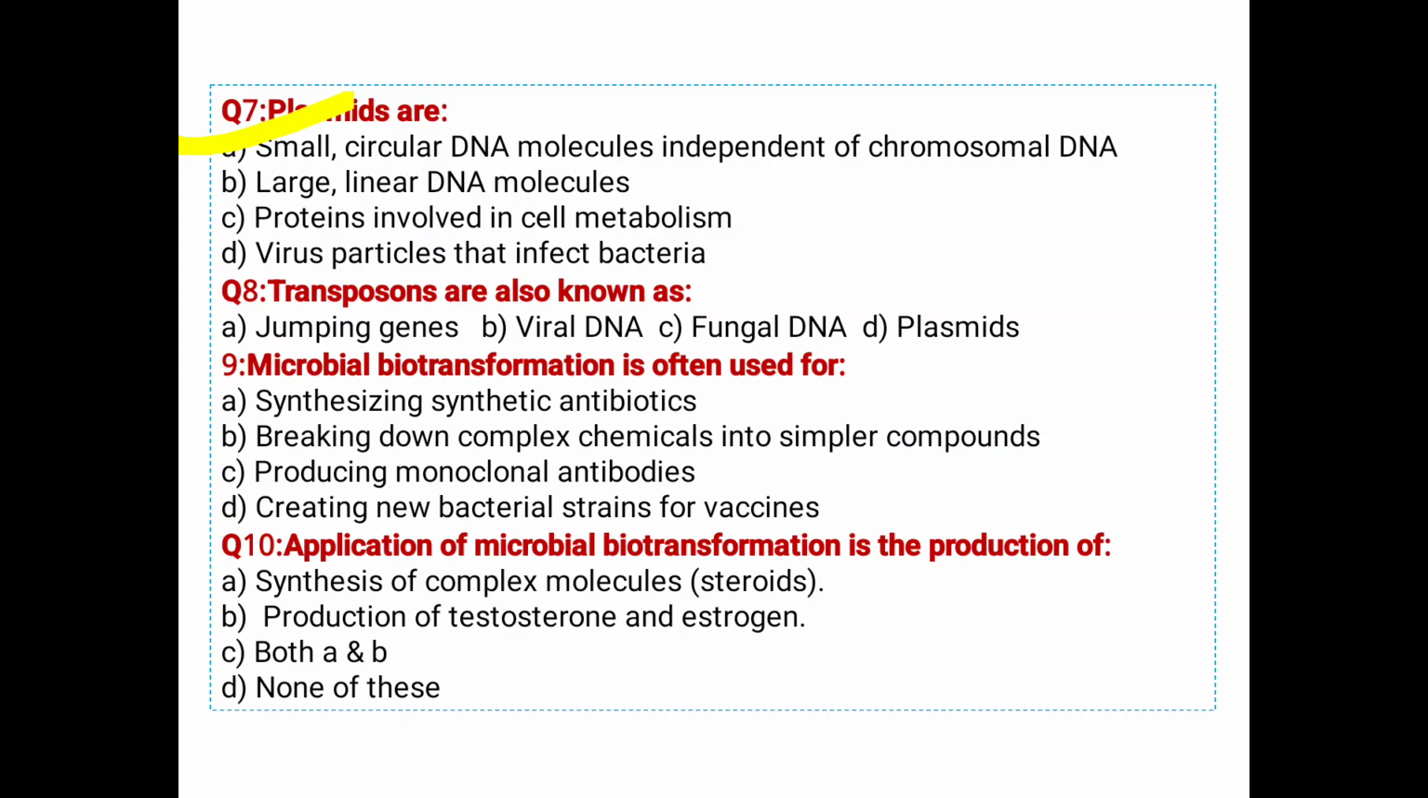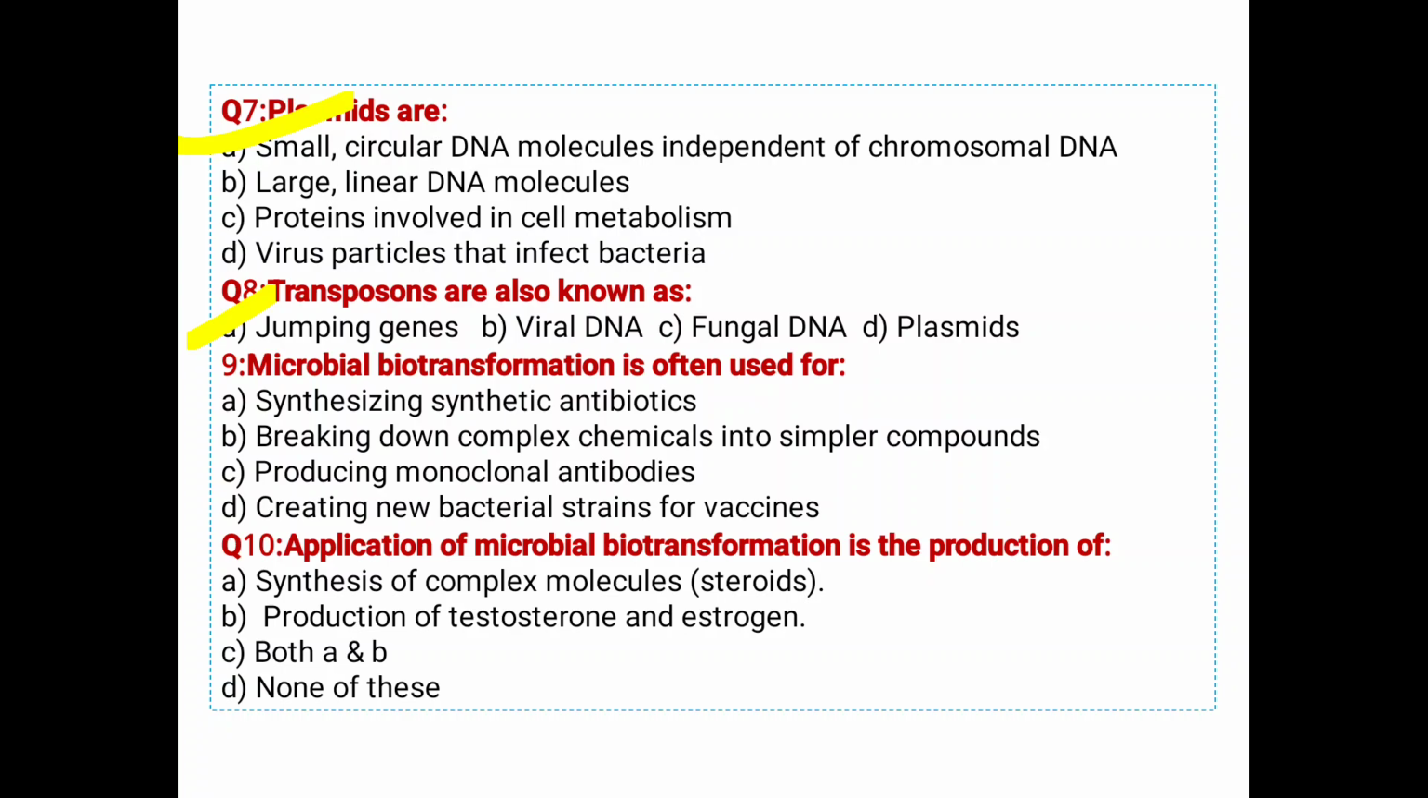Next, transpositions. Transpositions are also known as: option A, jumping genes; B, viral DNA; C, fungal DNA; and D, plasmid. So option A is the correct answer, jumping genes. Transpositions are also called jumping genes, which means extra characteristics shown by the material. Maize is an example. Jumping genes, transpositions, show extra characteristics in the material.